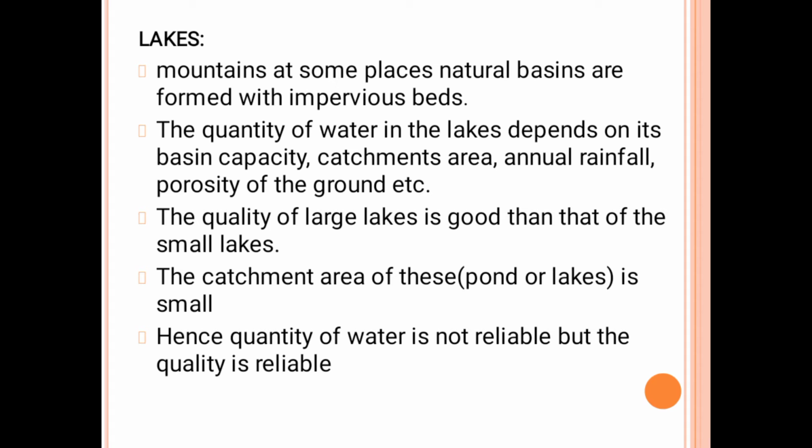The quantity of water in the lakes depends on its basin capacity, catchment area, annual rainfall, and porosity of the ground. The quality of a large lake is better than that of small lakes. If the catchment area of a lake is small, the quantity of water is not reliable, but the quality of water is reliable for this type of source.